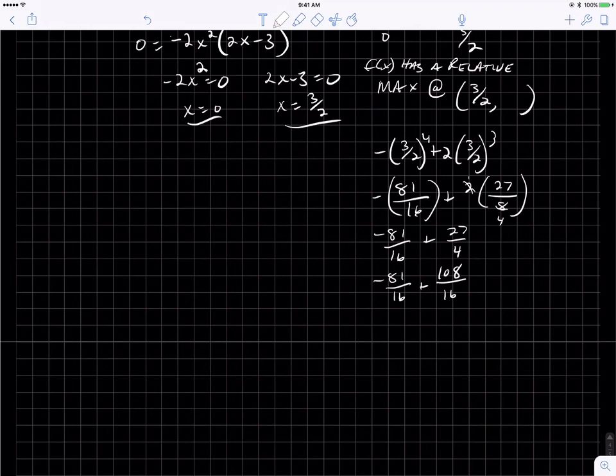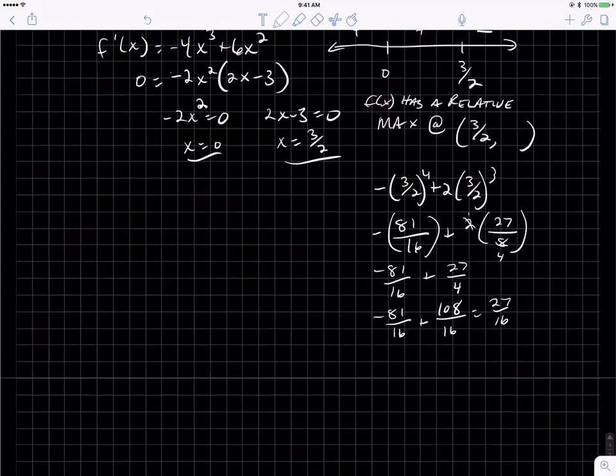That's my guess. I'm going to stick to it. 108 minus 81. So let's see. That would be 27 over 16. That probably reduces, but I don't know, maybe not.